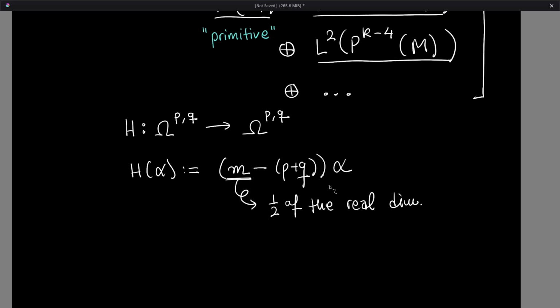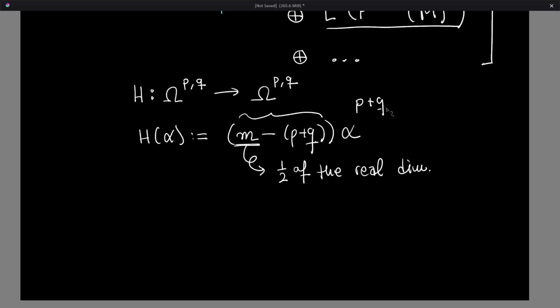And what H counts, the factor it pulls out, is the difference between the middle dimension and the degree of the k-form alpha, where p plus q is equal to k. So this is the counting operator.